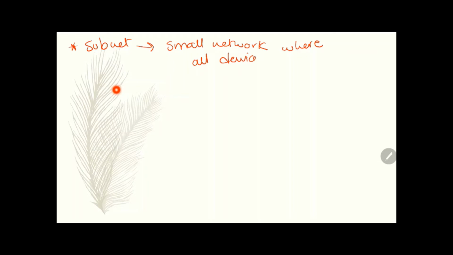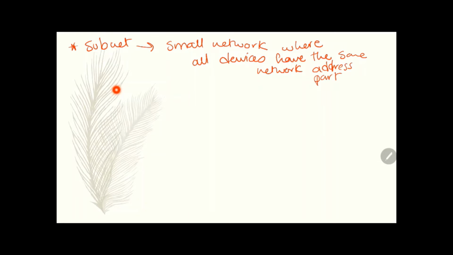The next term I need to discuss is the subnetwork. I already mentioned the subnetwork, but I'll go through it again. What is a subnet or a subnetwork? It's a small network where all devices have the same network address part.